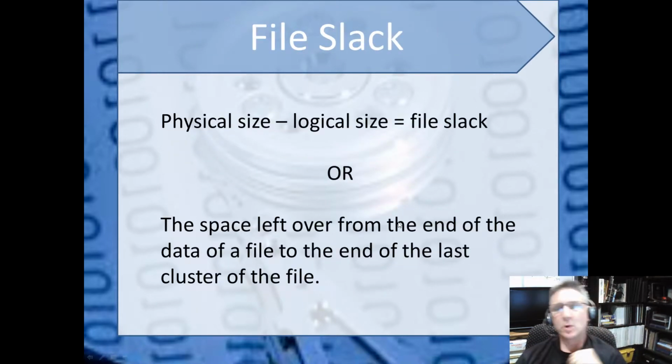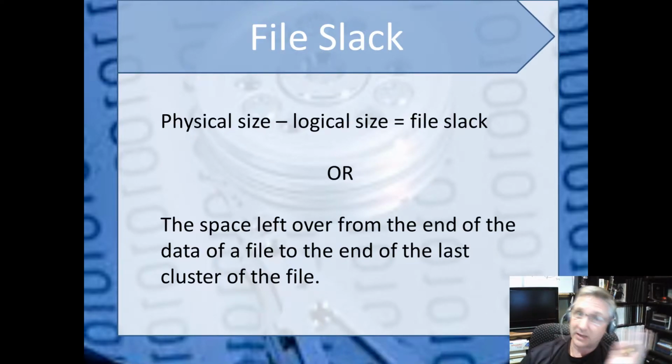All right, so how do we calculate file slack? Well, file slack is that leftover space from the end of the last piece of data of the logical actual file data to the end of the last cluster occupied by that data. So the file slack is the leftover space in between the file data and the end of the last cluster. And so the formula is very simple. We're going to subtract the logical size of the file from the total number of clusters, or the physical size of the file, and that gives us our total file slack.